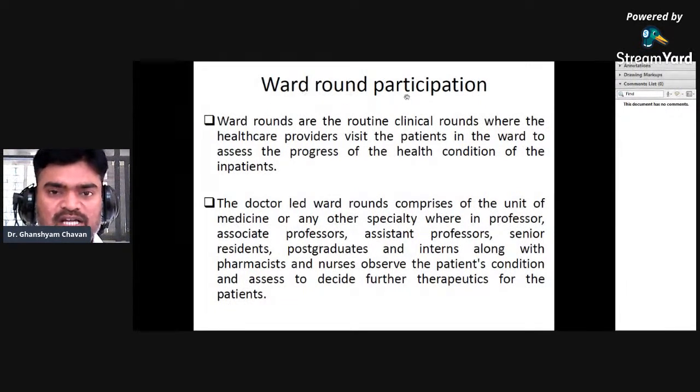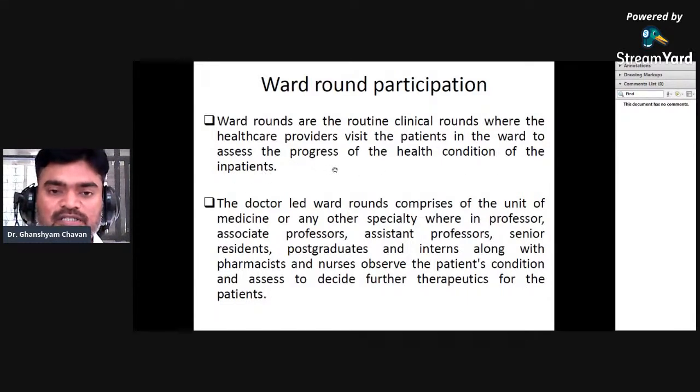So ward rounds are generally taken by the physician, pharmacist, nursing staff, etc. Ward rounds are the routine clinical rounds. Means whenever any patients are under the trial or under the treatments, it is a routine trial where the healthcare providers visit patients in the ward to assess the progress of the patient's condition of the inpatients.